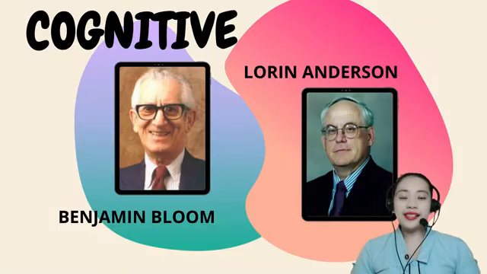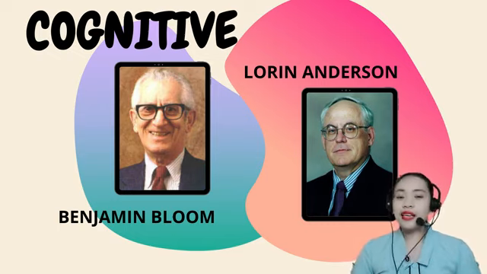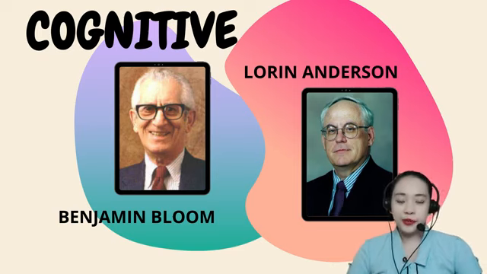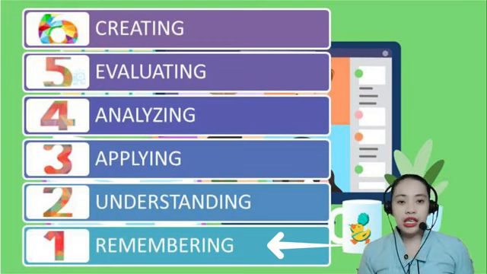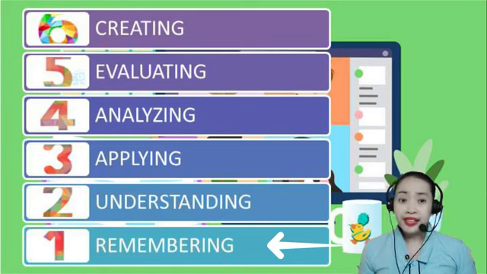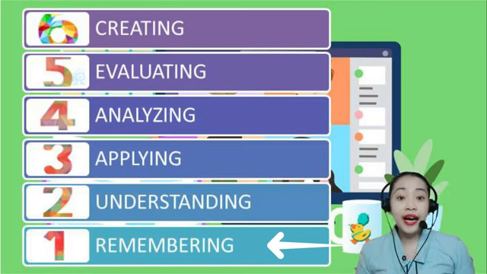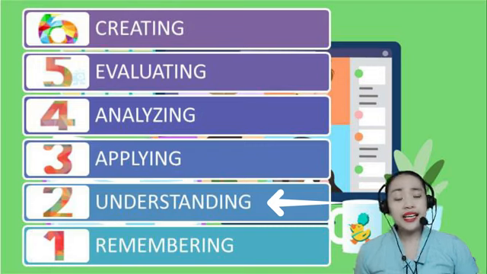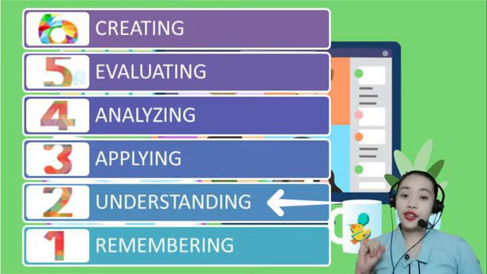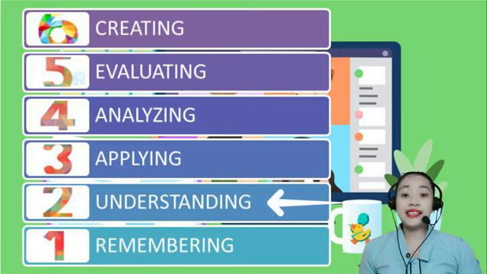For cognitive domains, Benjamin Bloom's Taxonomy of Objectives was revised by Lorin Anderson that shows the 6 levels of learning in the cognitive domain. These are first, remembering. Remembering means recalling information, recognizing, listing, describing, retrieving, naming, and finding. Second level is understanding. It means explaining ideas or concepts that includes interpreting, summarizing, paraphrasing, classifying, and explaining.